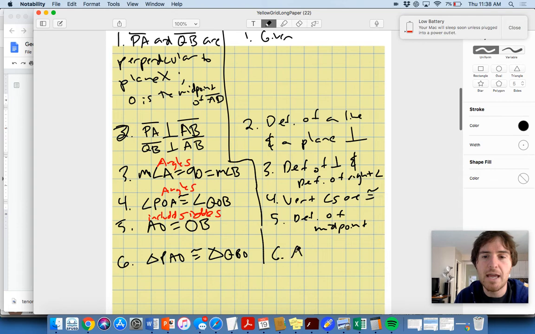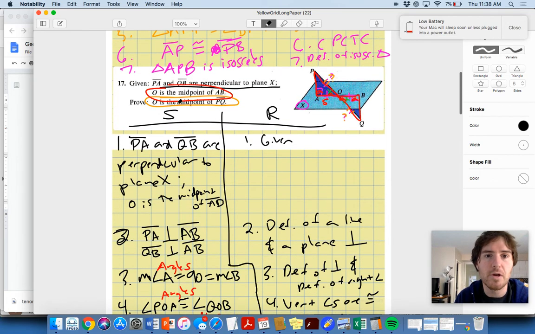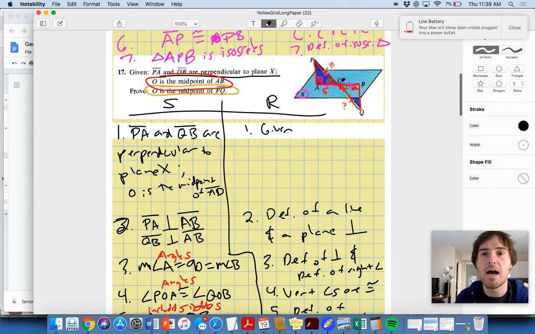And that is through ASA. And what is it we're trying to prove here? We're trying to prove that O is the midpoint of PQ. Okay, so last steps are going to be, we have the two triangles congruent. We need to get O as the midpoint.